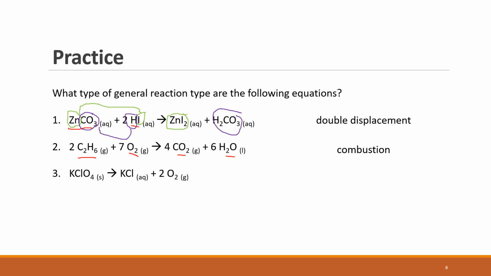The last problem, we have just one reactant, and it looks like that one reactant is breaking up into 2 separate products. So whenever you have one reactant and 2 or more products, it is going to be decomposition.